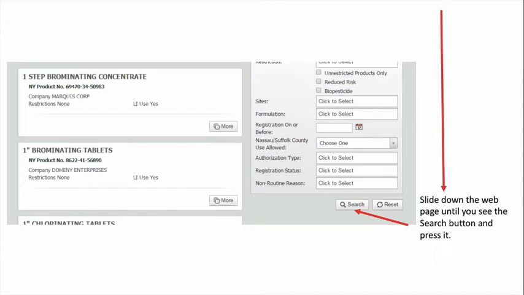Then slide your mouse down to the bottom of the search page and find that search button. You won't be able to see it when you're putting in the EPA number. It's sort of off screen. So you have to slide the website screen down so you can find that search button and then press that.